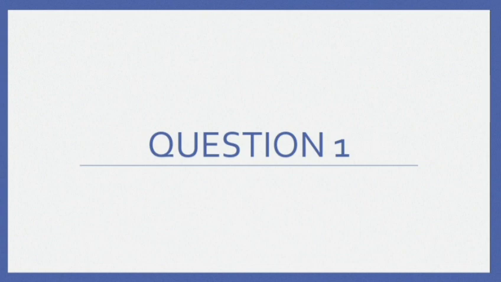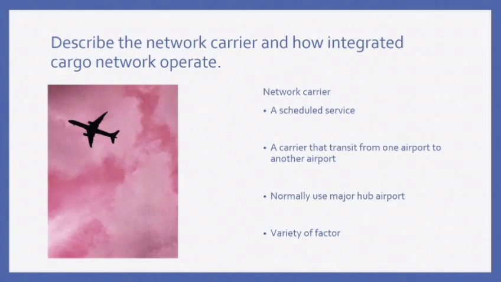So the answer for the first question, which is: describe the network carrier and how integrated cargo network operate. So the first thing is, we need to know what is a network carrier. A network carrier is an airline that focuses on providing a wide range of pre-flight and on-board services, including different service classes and connecting flights.